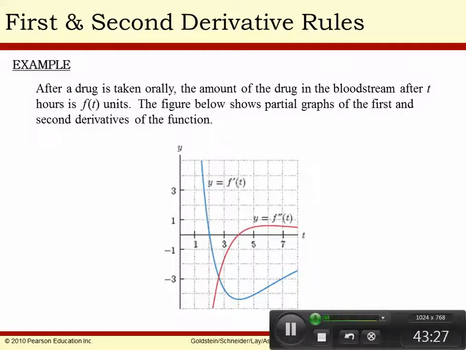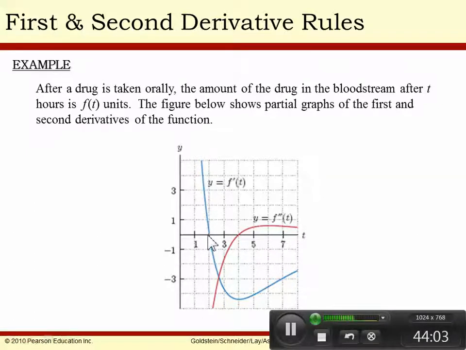So let's think about this. After a drug is taken orally, the amount of drug in the bloodstream after t hours is f of t units. So the y-axis is how many units of the drug are in your bloodstream, and the t-axis, which is usually our x-axis, is time. All right. Now, we don't have the function. All we have is the first and second derivative. So let's look at this over here.